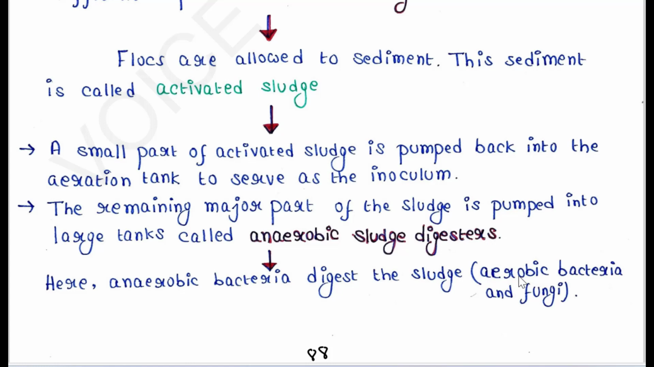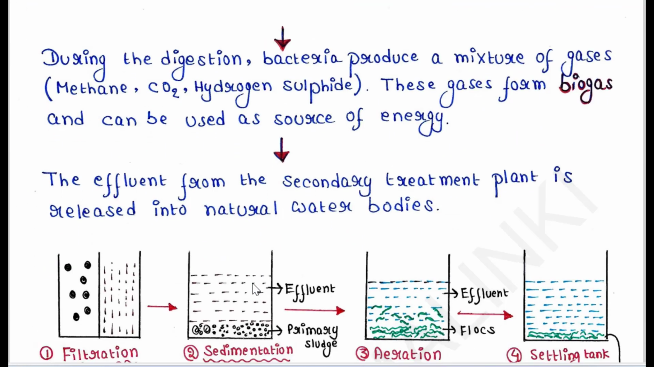In the sludge, we know aerobic bacteria and fungi are present, so those are now digested by anaerobic bacteria. During the digestion, bacteria produce a mixture of gases, where you will get methane, carbon dioxide, hydrogen sulfide. These gases form biogas and that could be used as a source of energy in local houses, schools, etc. And the effluent from the secondary treatment plant is now pure and it is released into the natural water bodies.